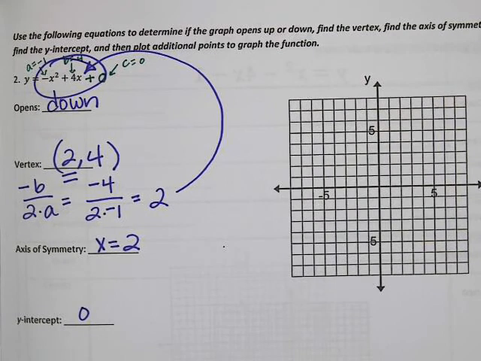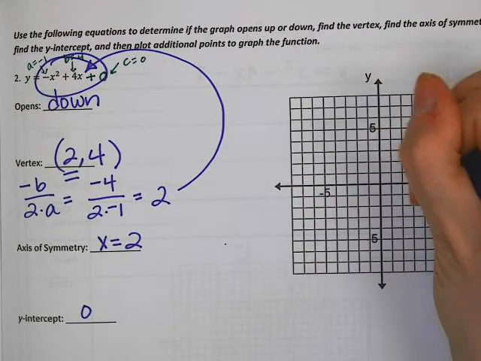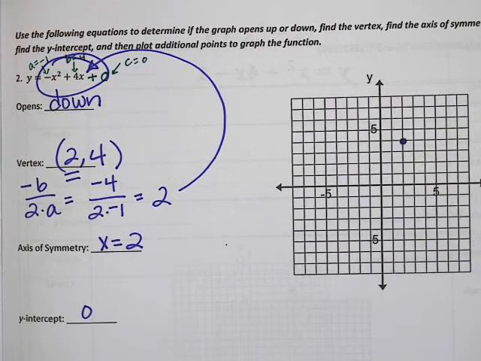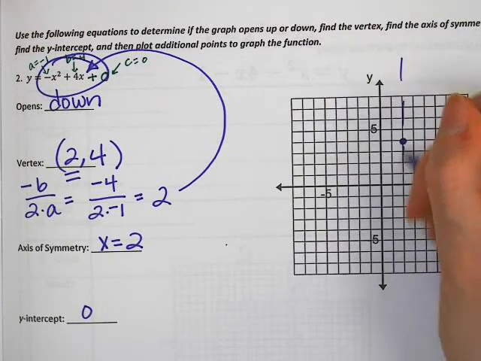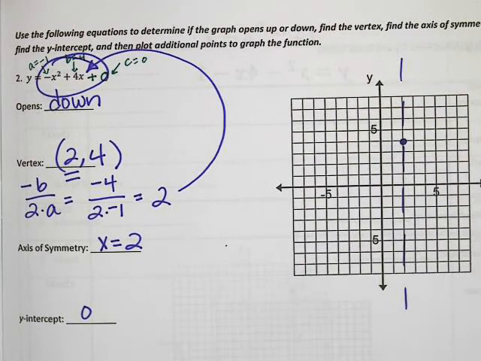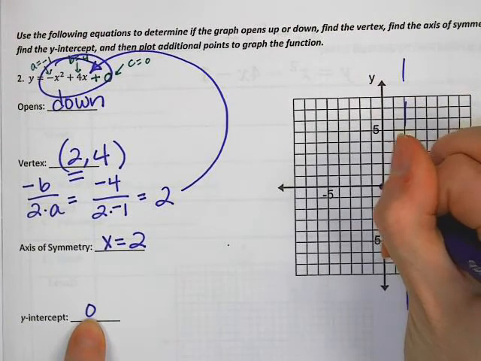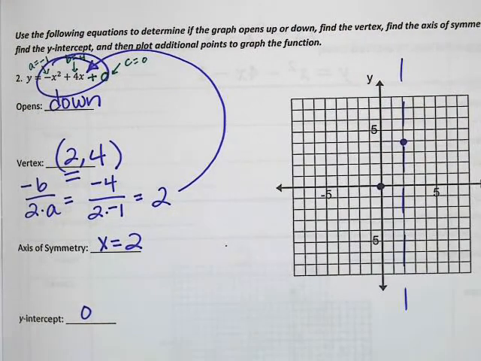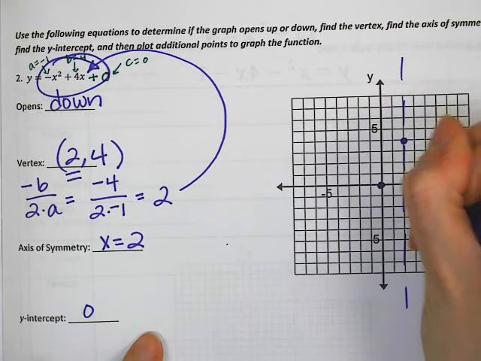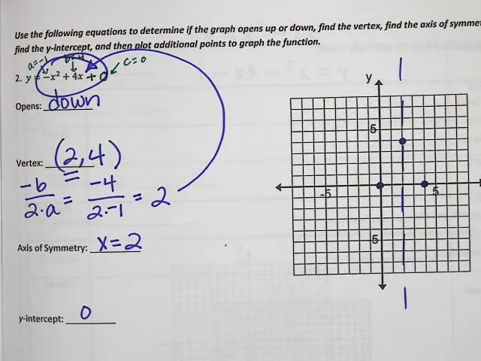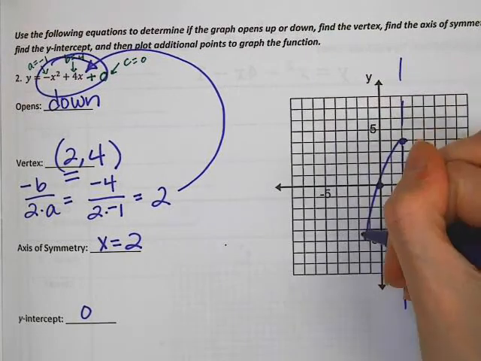All right, let's graph it. So vertex at 2, 4. Line of symmetry going through that point at 2. Y-intercept is at 0, and then your free point on the other side of the line of symmetry, same distance away. Connect the dots, and there is your parabola.